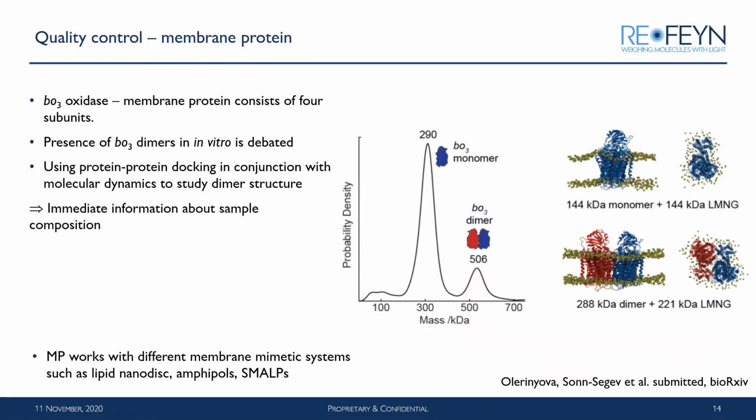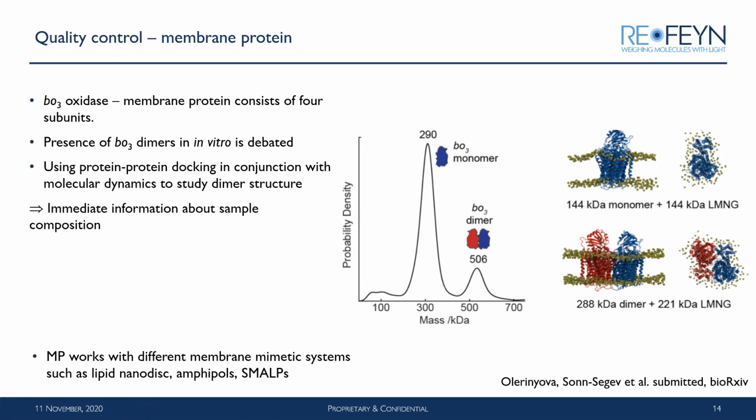Another example of quality control is for membrane protein. In this example, it's BO3 oxidase, which is a membrane protein consisting of 4 subunits. And what we did is measure it in a detergent. And what we observe is a first peak at 190, which is the protein with a detergent belt around it. Since we measure mass, we measure the mass of the whole particle, including its detergent belt.